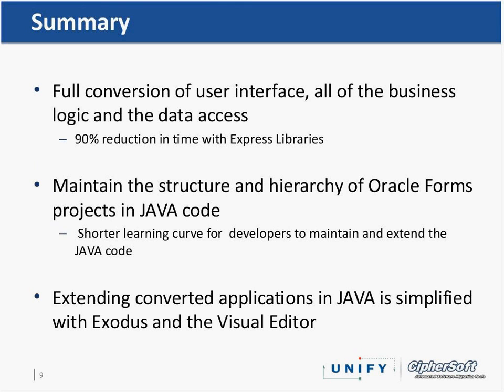Okay, while we're just getting some questions together, I'll just do a quick summary there. Thanks very much for that, Khalid. So in summary, what Exodus offers is a far quicker way to get you to Java. It's about a 90% reduction in time with the Express libraries. You can maintain the structure and the hierarchy of the Oracle Forms project in the Java code. Therefore, you're maintaining your legacy. And using Visual Editor, you can extend the converted applications in Java in a much easier way than you can if you're using something like JDeveloper, for example.